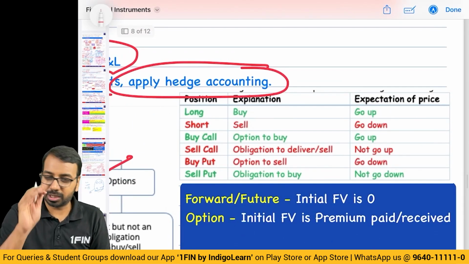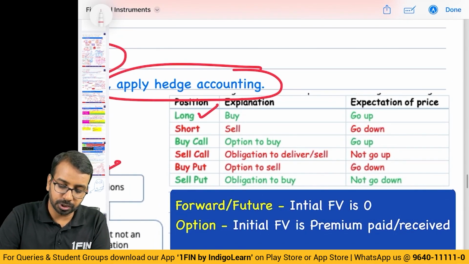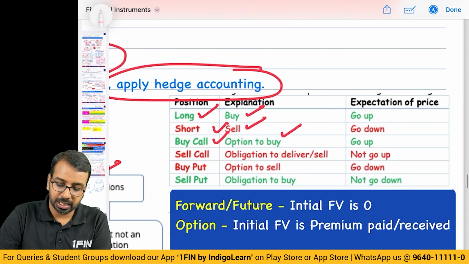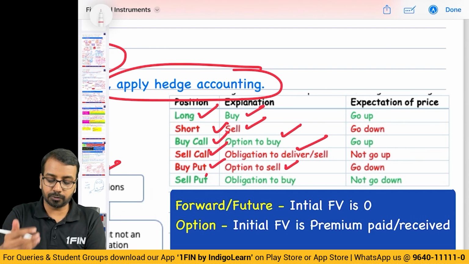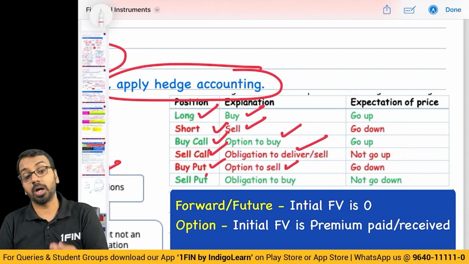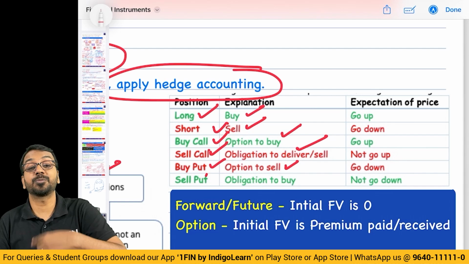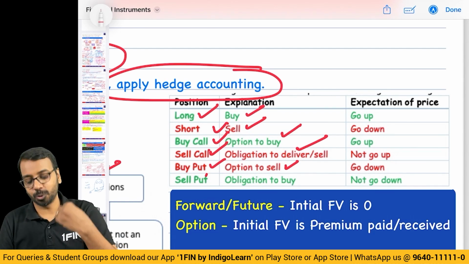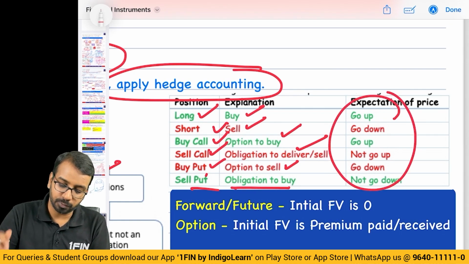And just a quick thing, a lot of students get confused. If it's a long position, we buy. If it's a short position, we are selling. If it's a buy call, there is an option to buy. If there is a buy put, there is an option to sell. If there is a sell call, there is an obligation to sell. A lot of students get confused between sell call and buy put. Sell call means I have sold the call. The other party has purchased the call. The other party has an option to buy. I have an obligation to sell. Sell put is an obligation to buy, and this is the expectation of pricing.